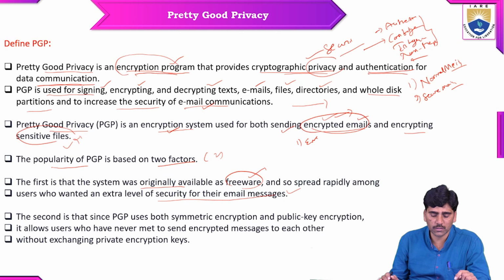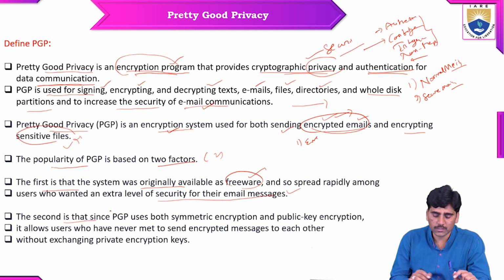The first one is what? That is one factor: writing mails securely, sending data securely, communicating with the other person securely, or privacy. So that is the first factor, writing the mails securely. For that purpose, providing an extra level of security for the mails.